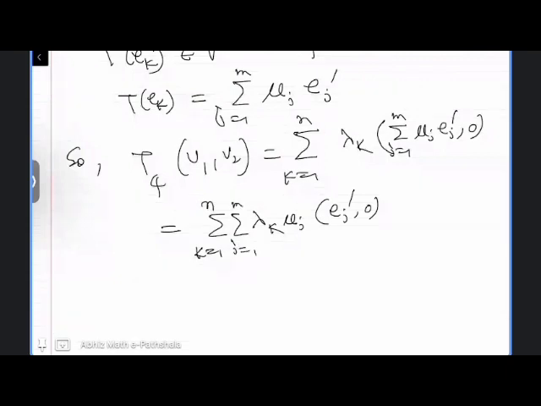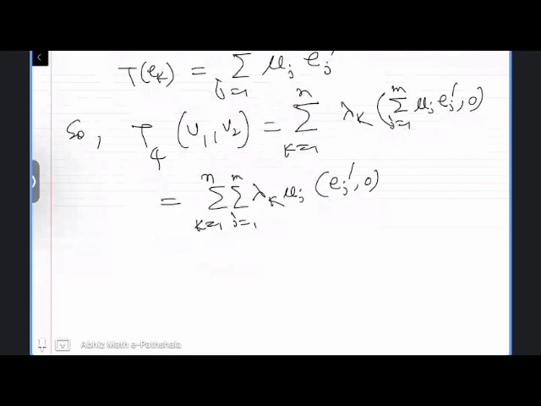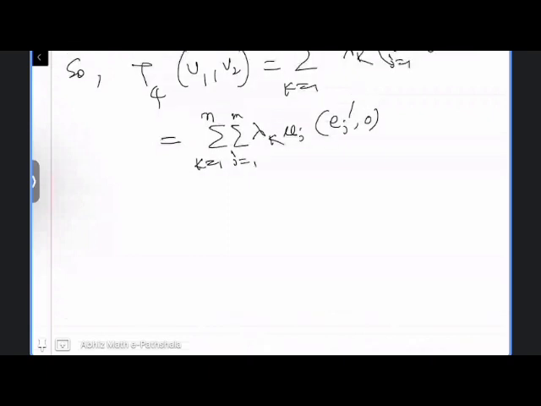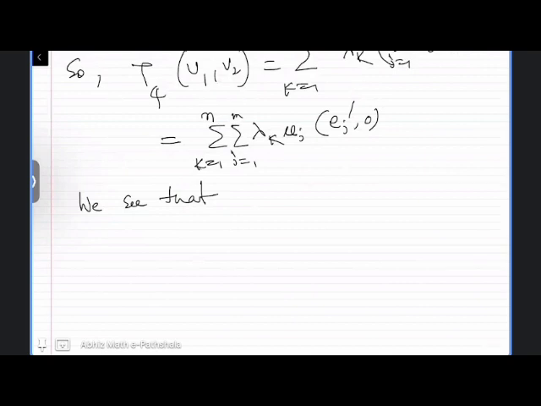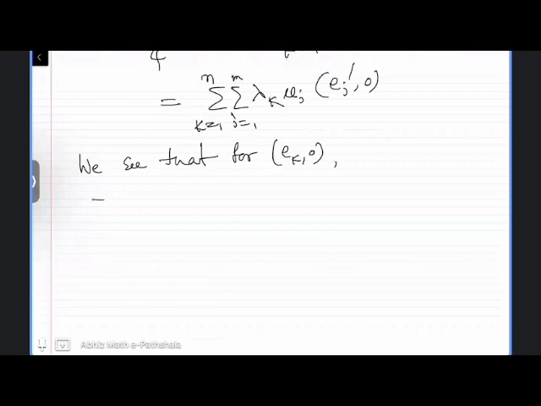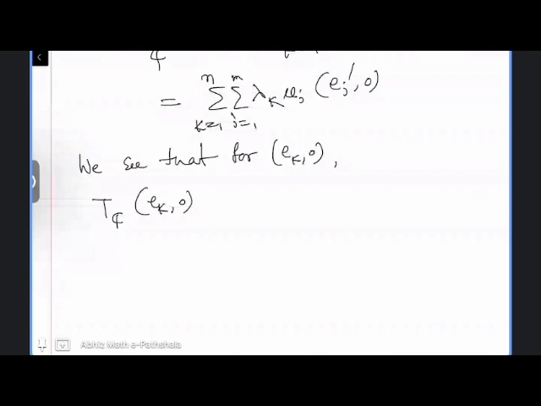So in view of this, here you see that instead of taking any arbitrary element from P_C, if we concentrate ourselves on elements from the basis, right? So you see that for e_k, 0, T_C e_k, 0 has been written as T e_k, 0, right?